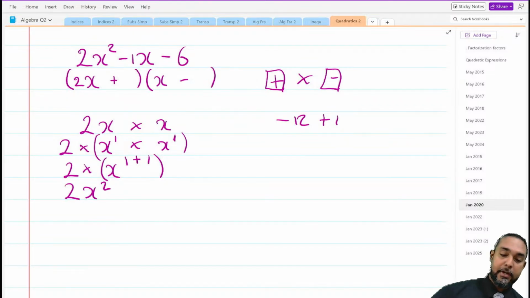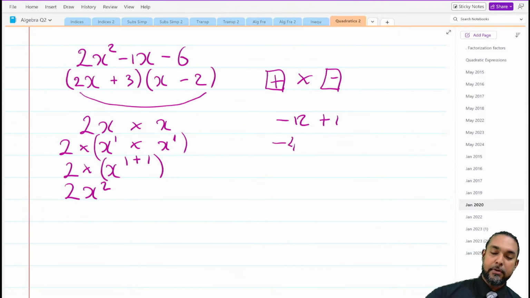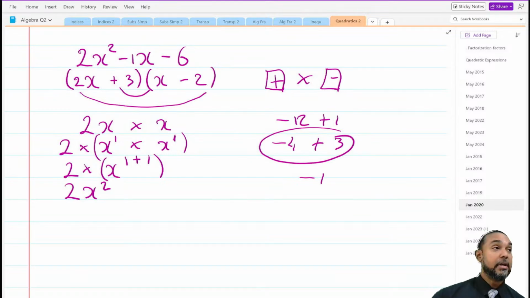2 and 3, right? If we put the 2 here and the 3 here, does that work? 2 by minus 2 is what? That's minus 4. And 3 by 1 is what? Plus 3. What's minus 4 plus 3? Minus 1. So that's the correct answer.